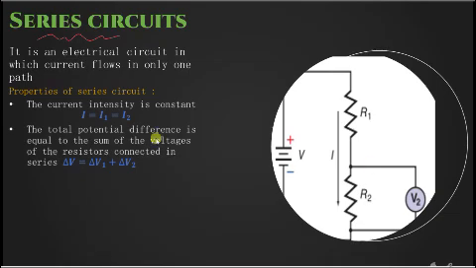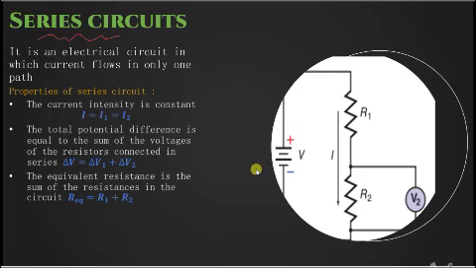But the total potential difference is equal to the sum of the voltages of the resistors connected in series. What does that mean? It means that the potential difference coming from the battery is divided among the resistances. So the potential difference for R1 plus the potential difference for R2, if we sum them together, we get the delta V, the total voltage coming from the battery. And the third thing is that the equivalent resistance is the sum of the resistances in the circuit.